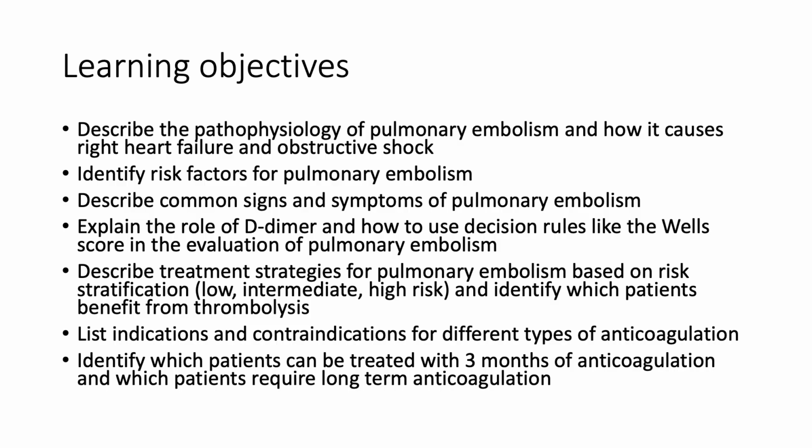So we're going to talk about the pathophysiology of pulmonary embolism and how it causes right heart failure and obstructive shock. Talk about risk factors for pulmonary embolism, common signs and symptoms, how to use a D-dimer and a clinical decision tool like the Wells score in the evaluation of PE, and then describe different treatment strategies based on risk stratification, when to pick certain types of anticoagulation, and deciding how long to treat patients with anticoagulation.